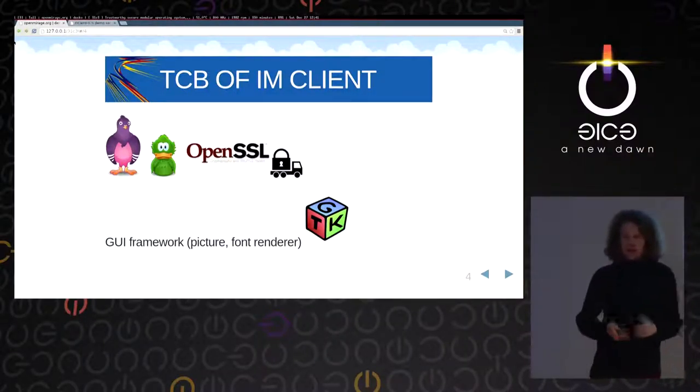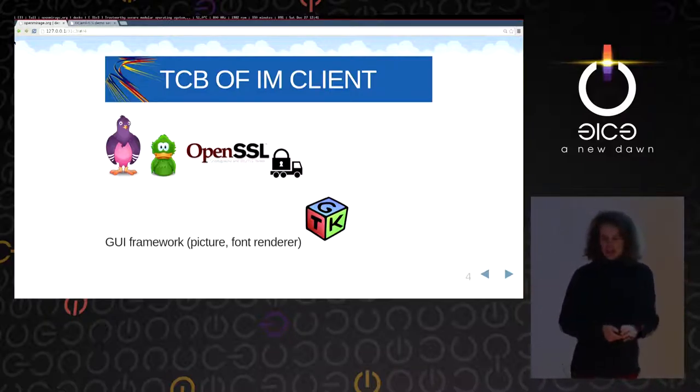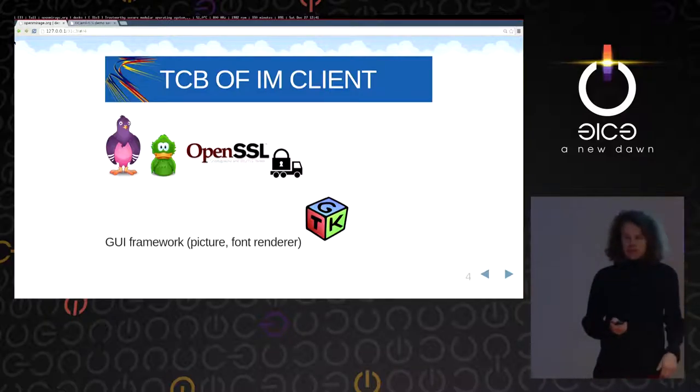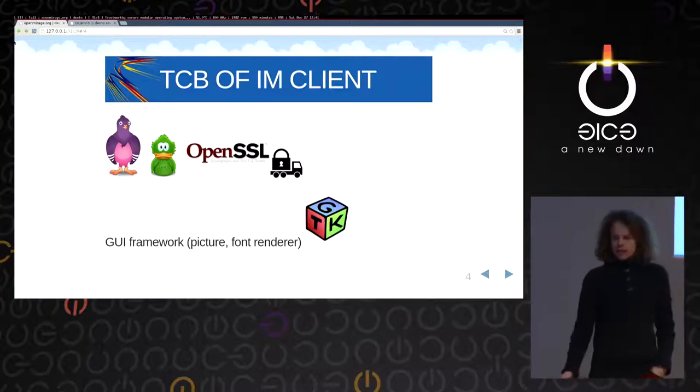As a next step, we have the graphical user interface framework, which is most often used in such a client, such an XMPP client. And the graphical user interface actually contains stuff which parses arbitrary binary data, like pictures and fonts, and needs to render fonts and so on. And obviously, there have been bugs in picture parser libraries like libpng, like libjpg. So this is also part of our trusted computing base. So it grows, and it grows even bigger.